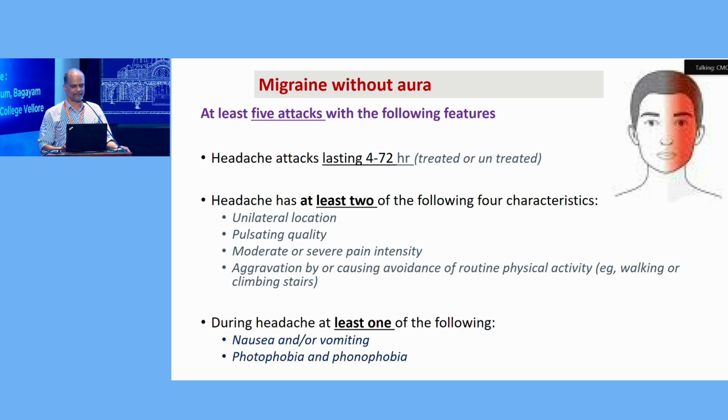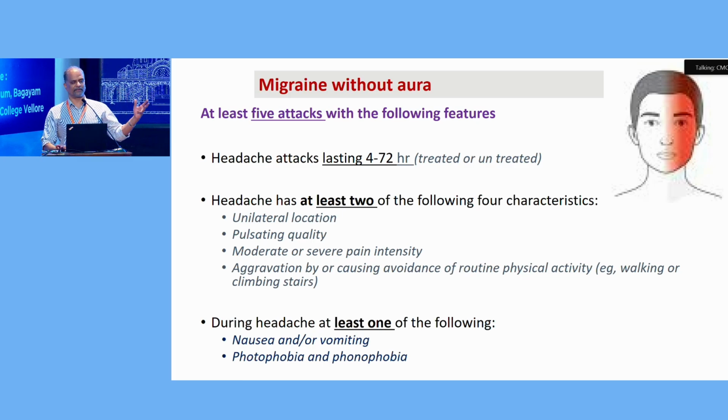That is, the headache should have lasted at least 4 hours, treated or untreated, and they should have at least 2 of the criteria, that is unilateral, pulsatile quality, moderate to severe pain on a 0 to 10 pain scale, and the headache should be causing some inconvenience to the patient. And also it should have at least one of the following, that is nausea, vomiting, or phonophobia and photophobia. So this is the strict criteria before you can call somebody a migraine.